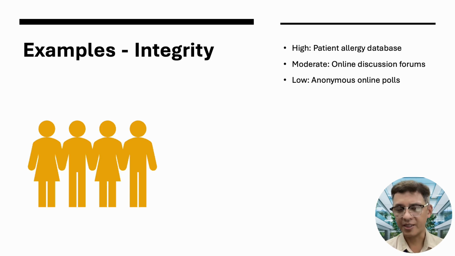Now let's consider integrity, which ensures that data and systems remain accurate, trustworthy, and unaltered by unauthorized actions. For assets requiring high integrity, consider critical healthcare records such as patients' allergy information stored within hospital systems. Imagine if these records were tampered with, showing inaccurate data about medication allergies. It could result in serious harm or even be life-threatening. Accurate, reliable data is absolutely crucial in this situation.